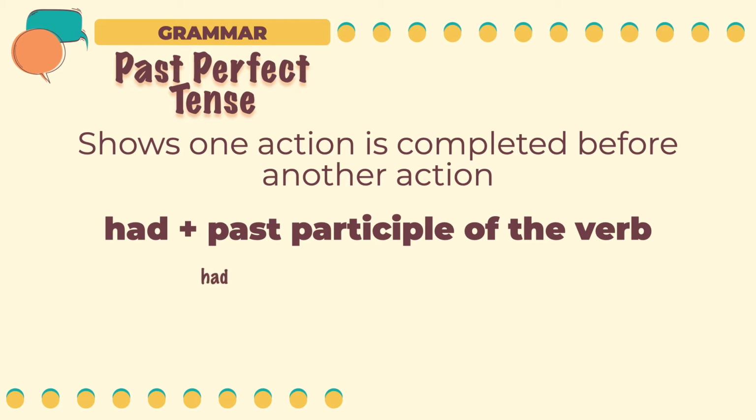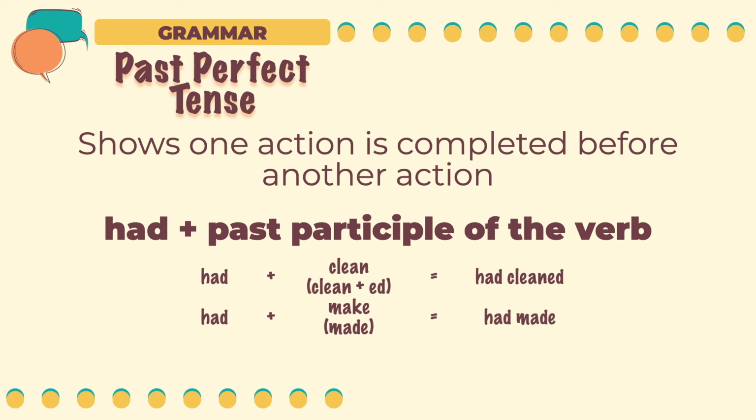For example, had plus the past participle of clean, which is cleaned, you have had cleaned as the past perfect tense. For the irregular verb make, you have had plus the past participle of make, which is made. Therefore, the past perfect tense of make is had made. For the irregular verb see, the past participle is seen. This is different from its past tense saw. So, the past perfect tense of see is had seen. Please bear in mind that the past form of the verb is different from the past participle.